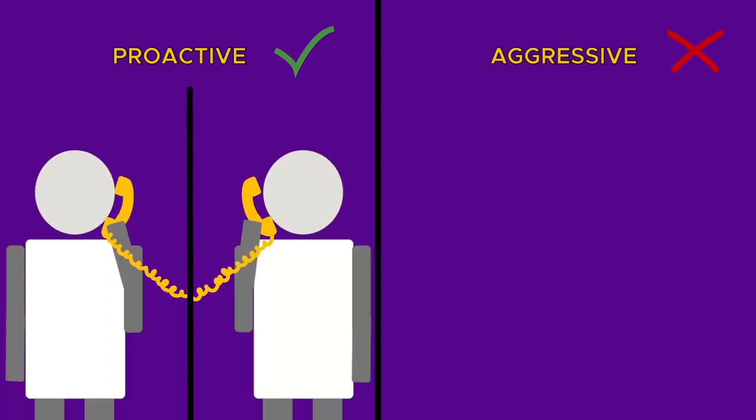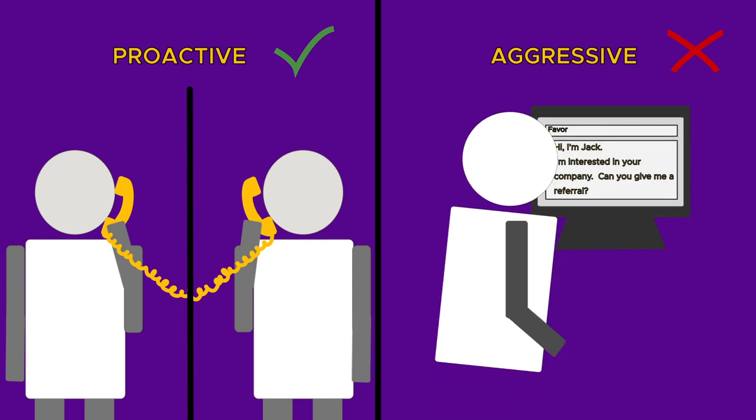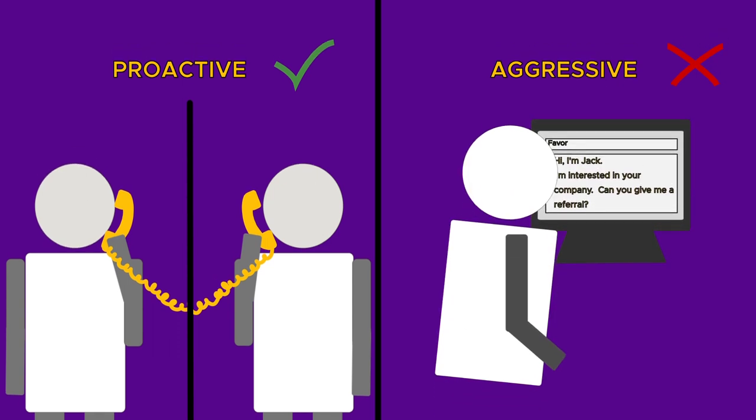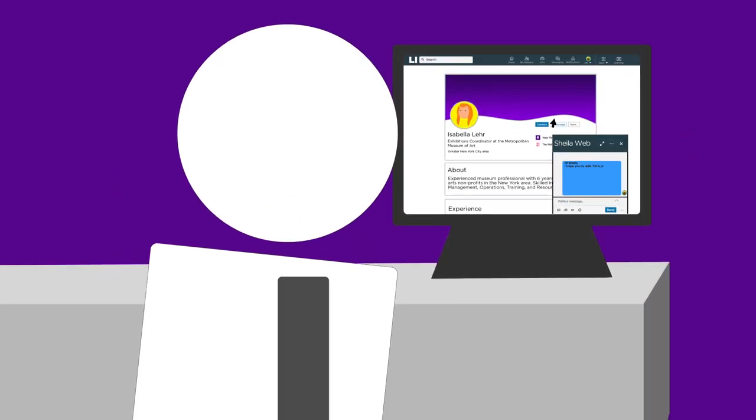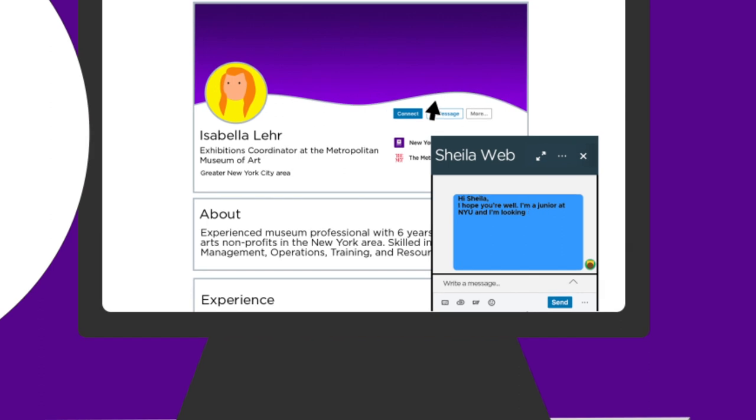Asking someone to chat on the phone about their organization is proactive. Asking a new contact to get you a job is aggressive and not recommended. Keep your initial message polite, specific, and brief. Introduce yourself and mention that you're an NYU student or alum. Ask for something specific, like a coffee chat, phone call, or virtual call, and always say thank you.